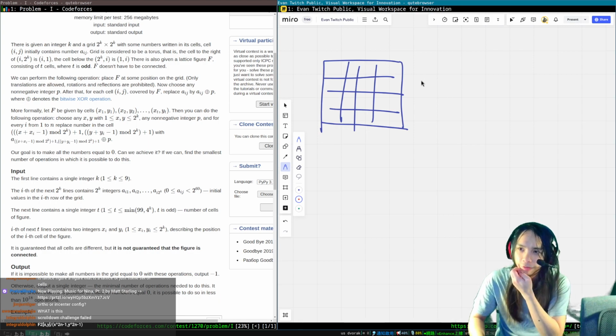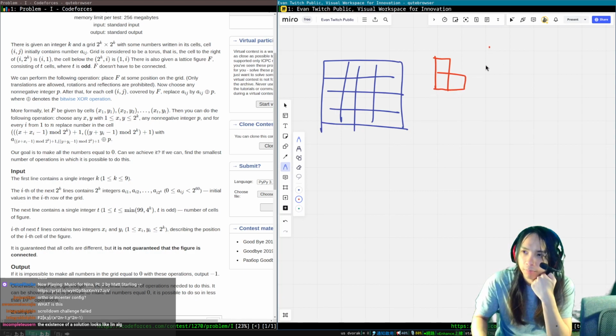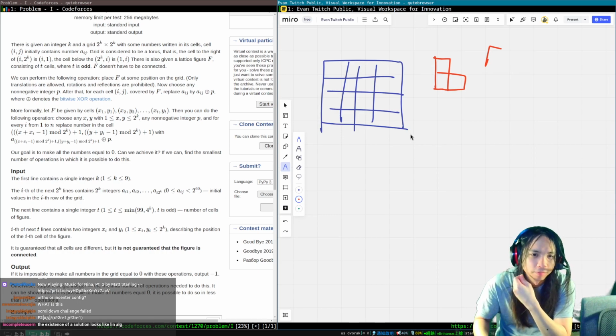And you have a figure, where the number of cells in the figure is assumed to be odd. And I can go to some place in the grid and XOR all the cells in those positions by some constant of my choice.